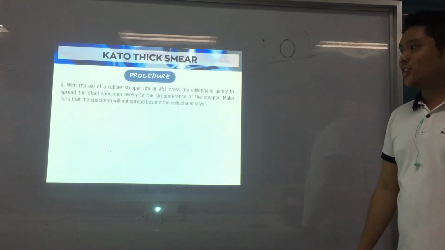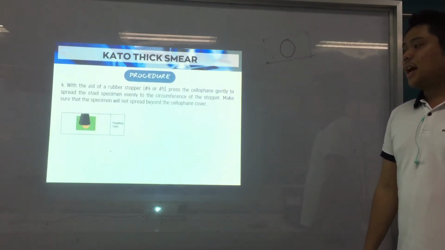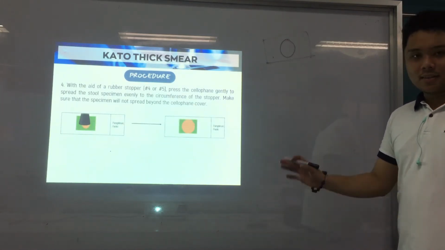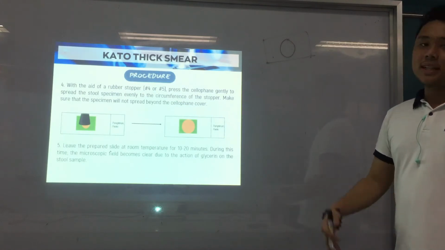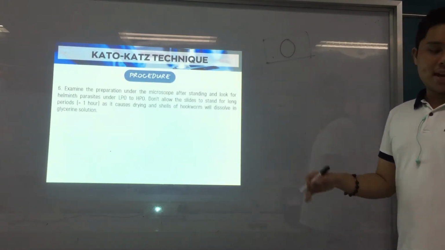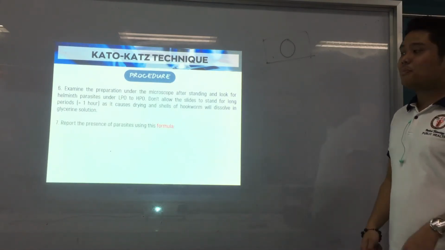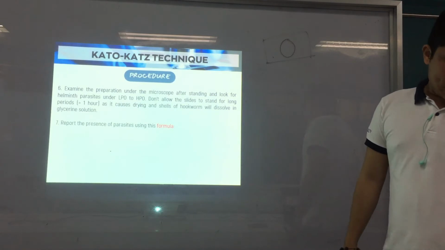Sorry, I haven't changed anything. So rubber stopper, still the same, until it reaches that. So it is more spread out. And then, still the same procedure, leave the prepared slide and you examine the preparation. But this time, the difference now is we report the presence of parasites using this formula.